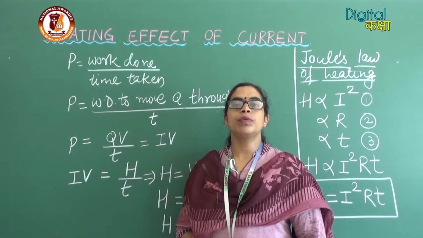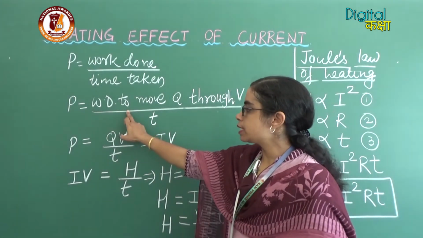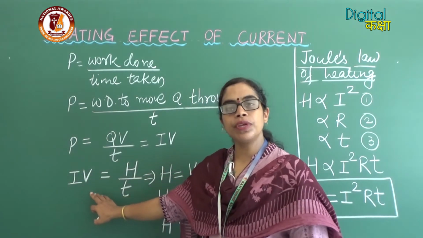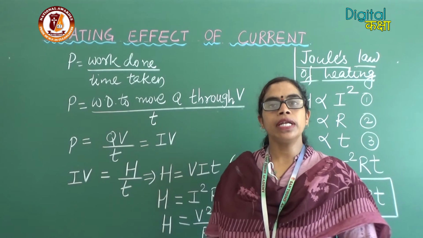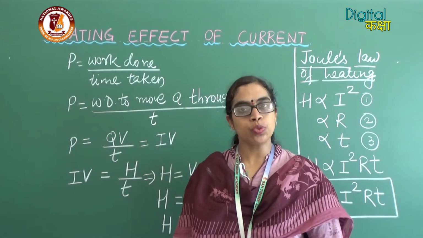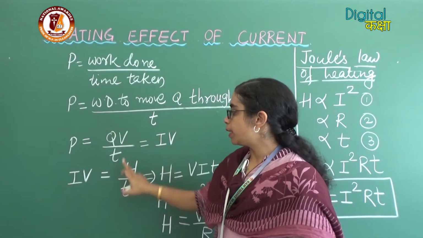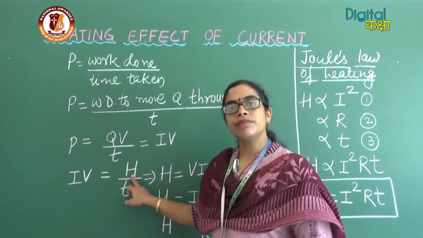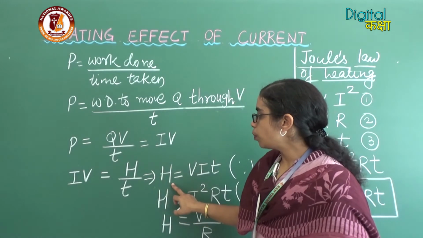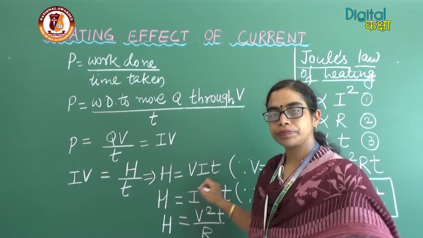Since we have to calculate the heat energy in this formula, in place of power, I have to substitute I into V. The SI unit of work done and heat energy is joules. So, in this formula, the numerator can be replaced by the heat energy, which is denoted by H. This way, the formula for H is obtained as V I T.